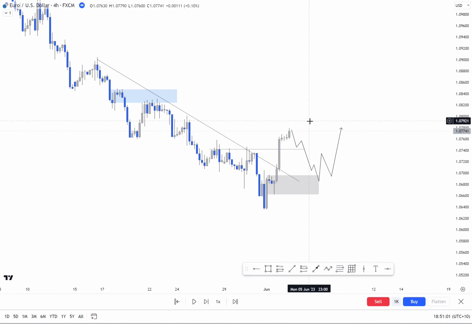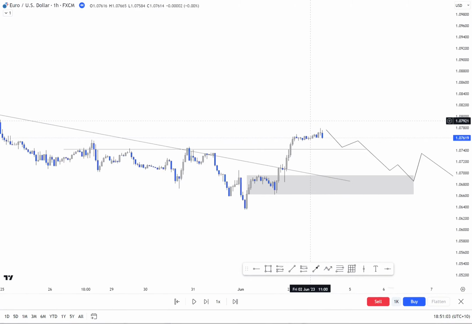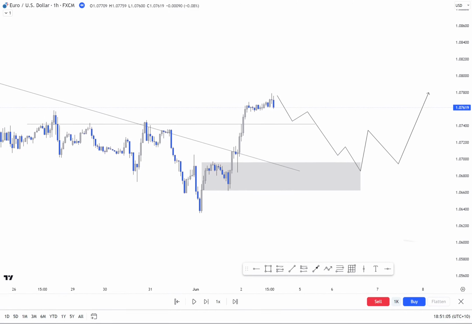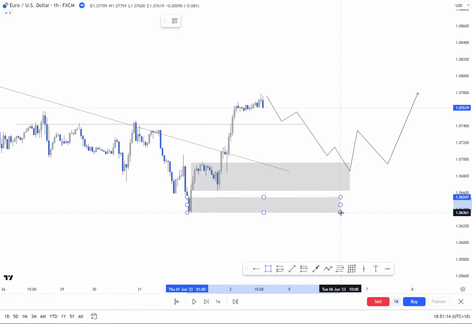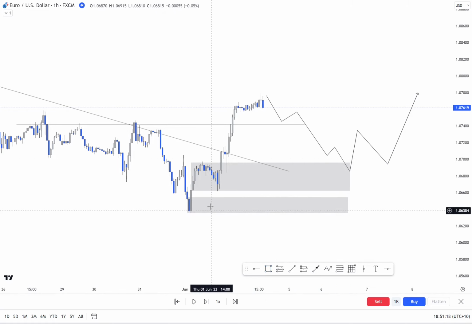So when I shared this onto one of the Discord chats I'm on, this is the response that I got from a lot of the guys there. A lot of people were saying that this zone was invalid, and that this zone is valid simply because it is the most premium zone, and because it's the most premium zone, this is the one that's going to get mitigated, not this zone right here. So let me just break that down for all of you guys.